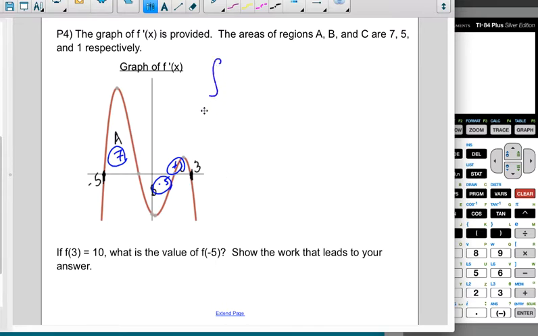So by the first fundamental theorem of calculus, if I integrate from negative 5 to 3, f prime of x with respect to x, I should get f of 3 minus f of negative 5. I'm going to go back and make sure I didn't forget my dx.